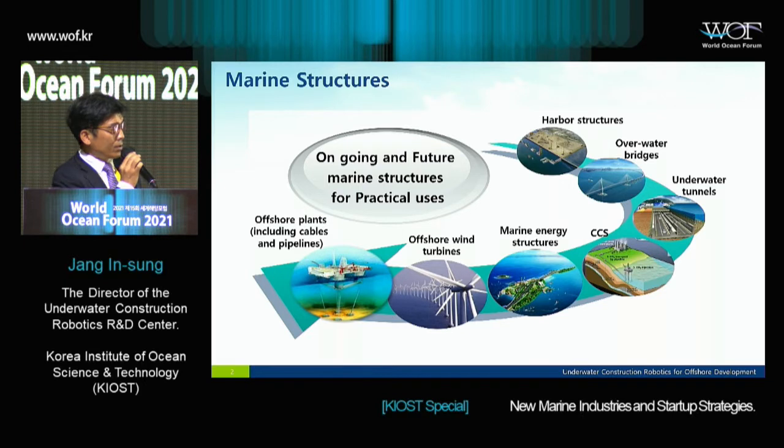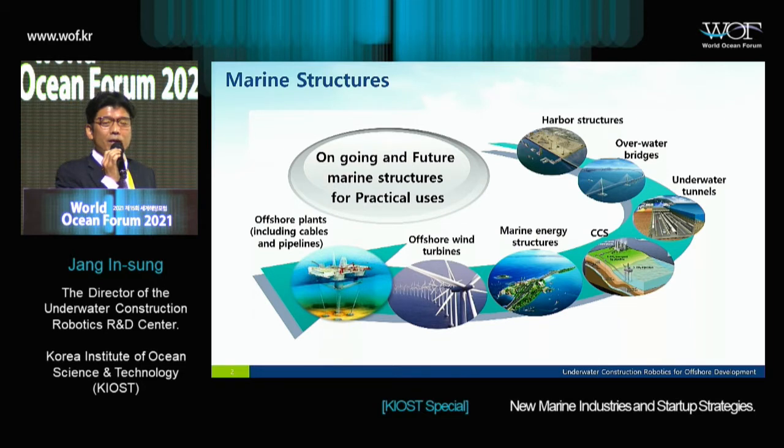These are the marine structures that already exist or that are being developed for the future. For example, the offshore plants, marine tunnels, and the CCS that the previous speaker mentioned. Well, the CCS is the carbon capture and storage technology, and sometimes it's referred to as CCUS. And offshore wind power generation and offshore wind turbines and ocean energy facilities and underwater tunnels and overwater bridges. All of these marine structures are being developed and being evolved.